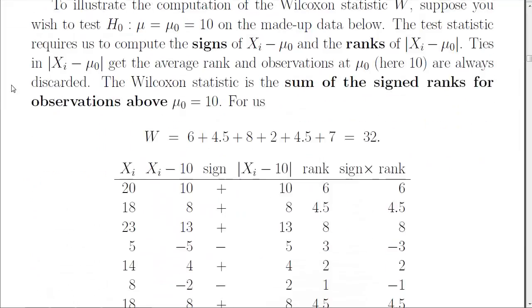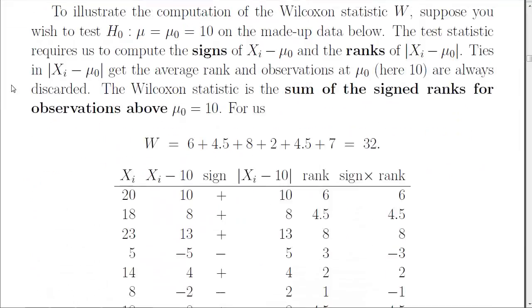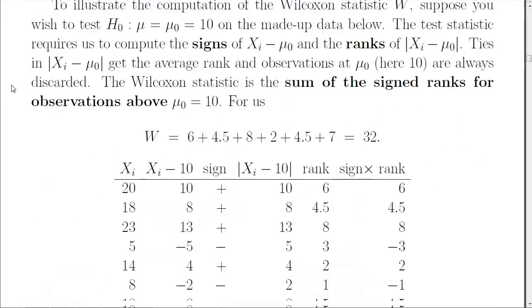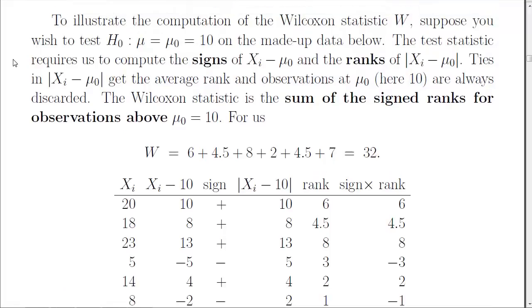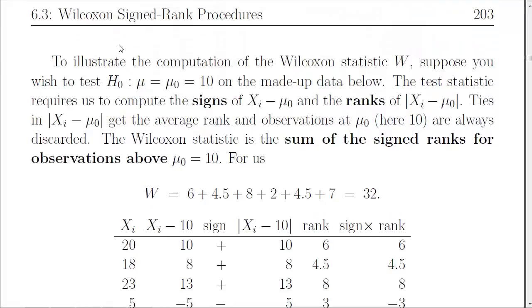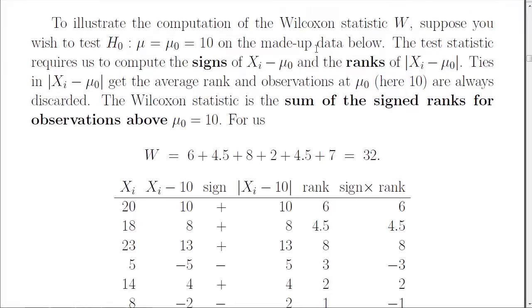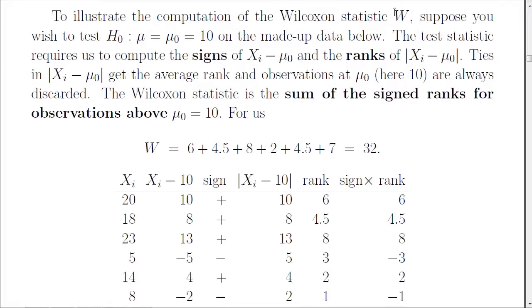All right, so let's illustrate this on a very small example. So this first column of 8 numbers are the actual data values, and let's walk through the ideas here. So to illustrate the computation, the Wilcoxon signed rank test has a statistic called W, and we're going to test the hypothesis.